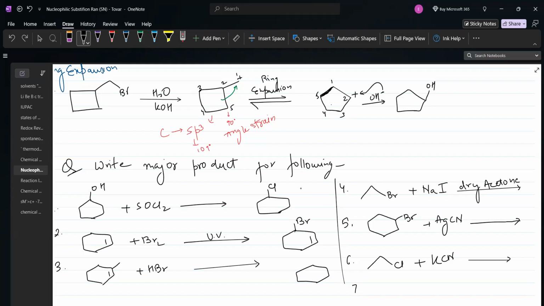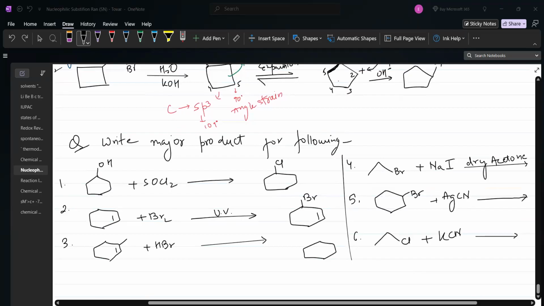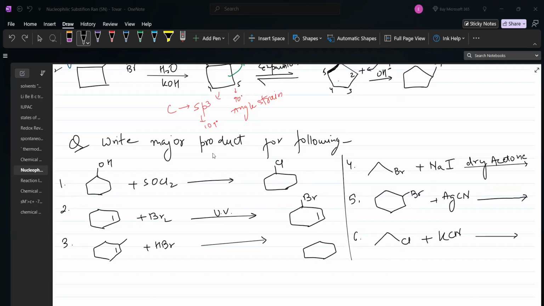Hello, Sufyan. Yes. So let's try to solve this question in a minute. Everyone look carefully here, you can copy it, no big deal. So SOCl2 reacts with the OH, and the OH will be replaced by chlorine. That is why this will form.